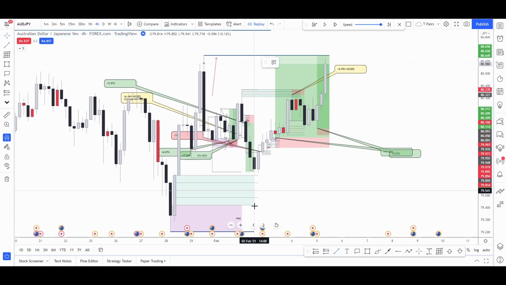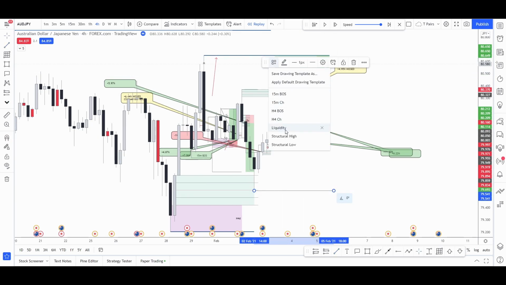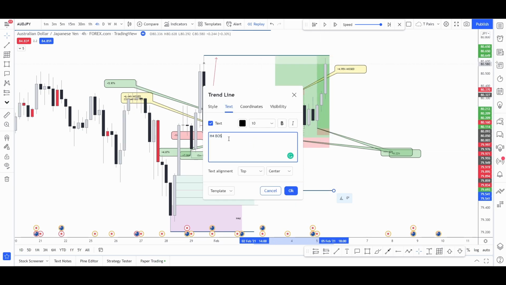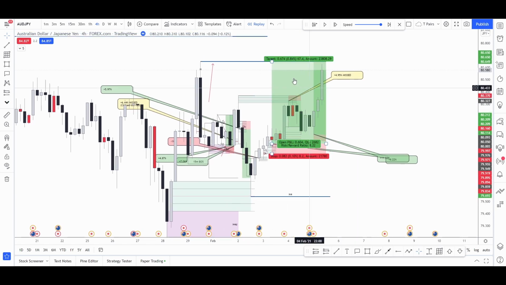So let's mark out the new low between here and here. So we know this was broken. So between there and there, the lowest low was here. And we'll mark that out as H4 BOS. We can get rid of the BOS. Just H4 structure. That's H4.